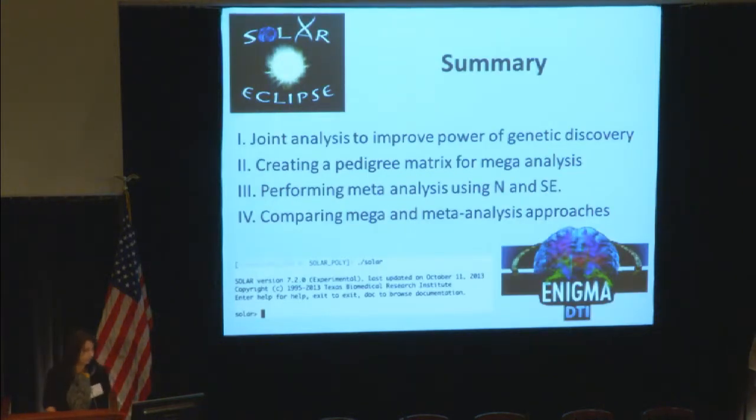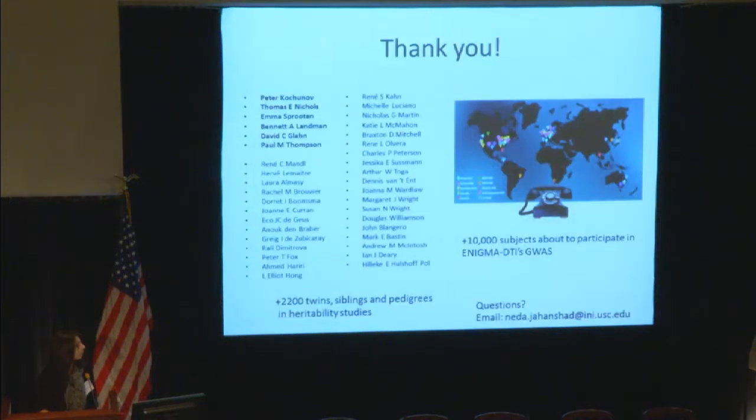This is a summary of the talk. We looked at the joint analysis, creating pedigrees, and performing meta-analysis in two different ways and comparing the approaches with mega-analysis and also combining them in different orders.